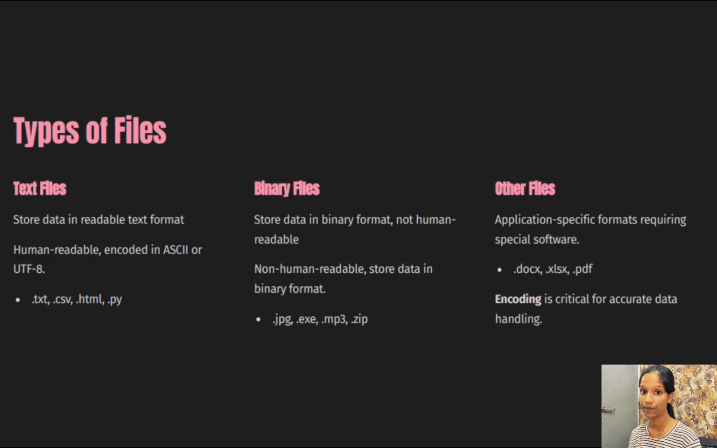And next is types of files. The main types of files are text files and binary files. Text files are human readable, that is, they are saved as .txt and written in ASCII values. The next one is binary files. They are stored in binary format and are not human readable. They are stored as .jpg or .zip. The next are other files, which are application specific, and they are stored as documents or PDFs.